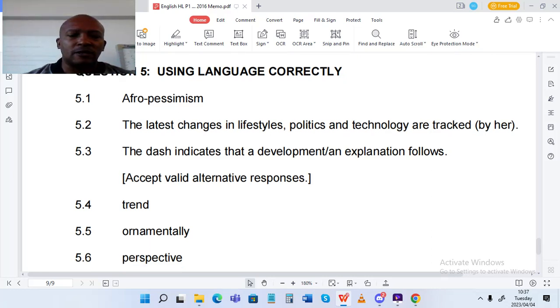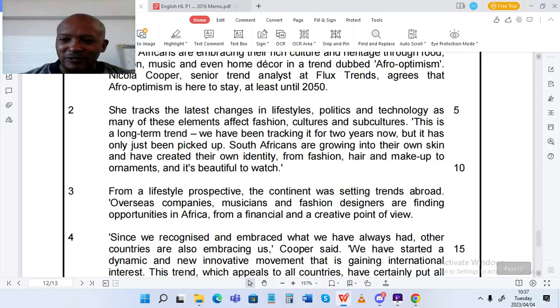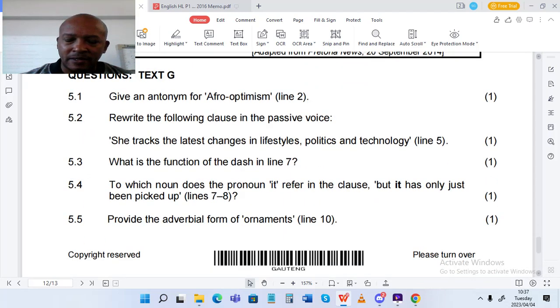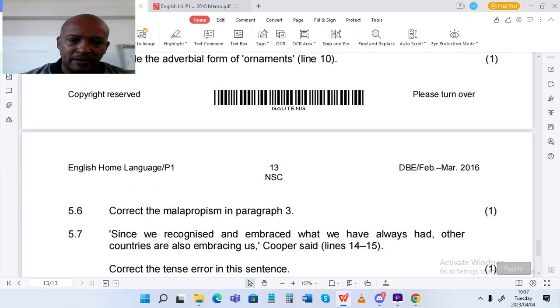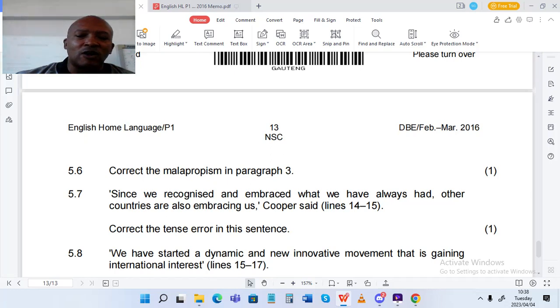Great. Now, are you English first language? Oh, you would have aced this paper. Okay, let's talk about the next question. Since we recognized and embraced what we have always had, other countries are also embracing us. So they are saying, correct the tense error in a sentence.